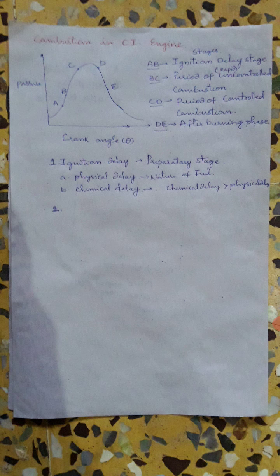The combustion in a compression ignition engine takes place in 4 stages: ignition delay stage, period of uncontrolled combustion, period of controlled combustion, and finally the after burning phase. By analyzing the pressure and crank angle graph, we can conclude how this combustion takes place in a compression ignition engine. Initially, we start with the ignition delay.